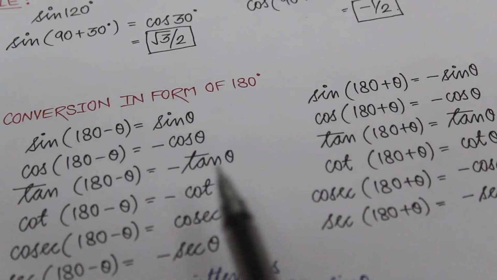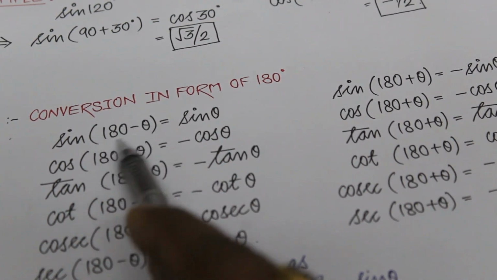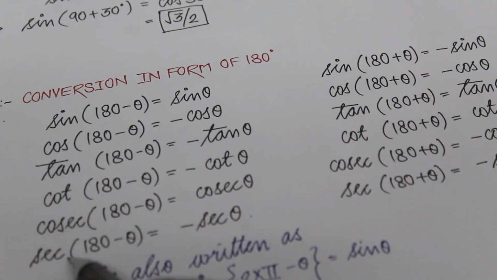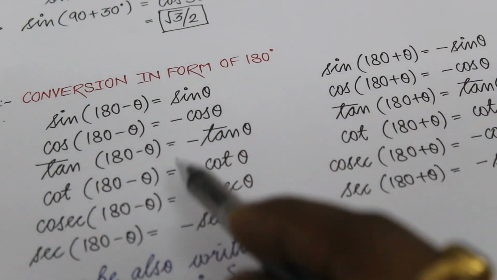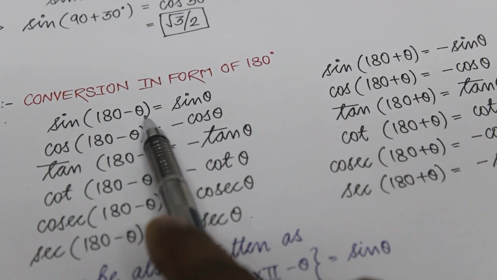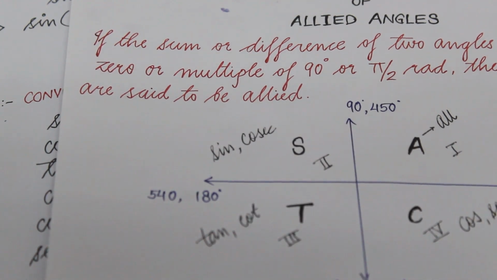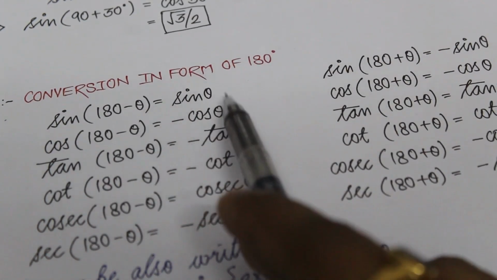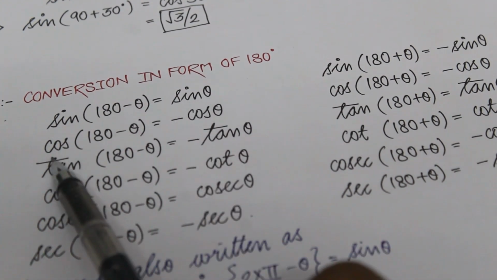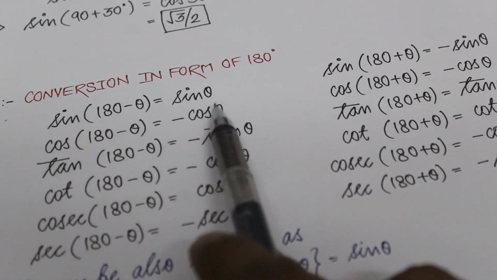Using 90 degree is quite a difficult task, so you can convert it in the form of 180 degree also. If it is 180 over here, sine does not change, or cos, tan, cot, sec, none of them changes. Only you have to remember in which quadrant they lie. For example, sine 180 minus theta. 180 minus theta is in the second quadrant. Sine is positive, angle as it is. Since it is 180 here, sine remains sine. Talking about cos, cos 180 minus theta. Again second quadrant, cos is negative, so minus cos theta.